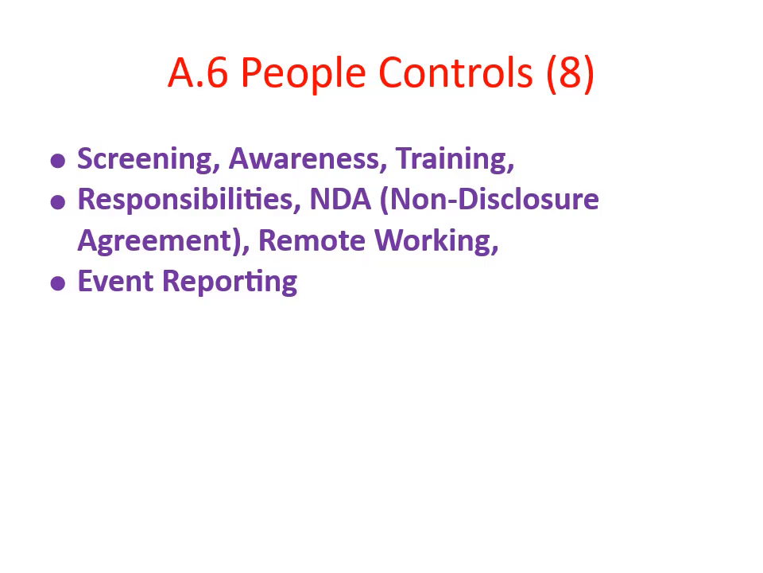8.6 People controls. People controls focus on human-related security risks. Examples include background verification, awareness and training, information security responsibilities, non-disclosure agreements, remote working security, reporting of security events. Since human error is a major cause of security incidents, people controls are extremely important.